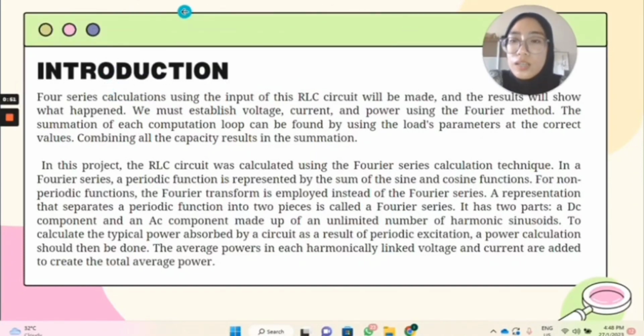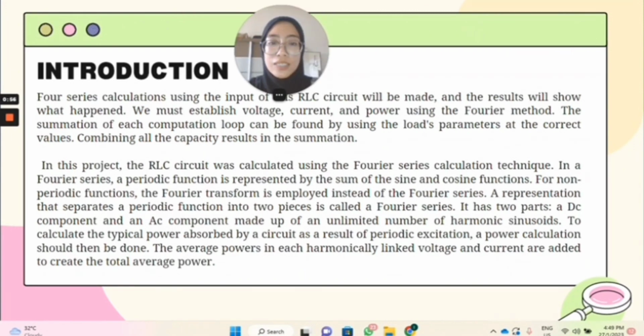For the introduction, for series calculation using the input of this RLC circuit, the calculation will be made and the result will show what happens. We must establish voltage, current and power using the Fourier method. The summation of each computation loop can be found by using the load parameters at the correct values, combining all the capacity results in the summation. So basically for this project, the RLC circuit was calculated using the Fourier series calculation technique.